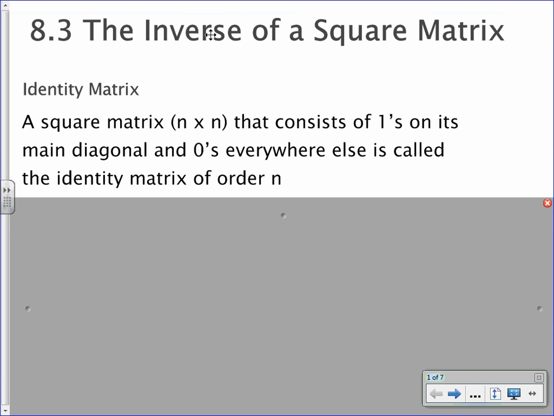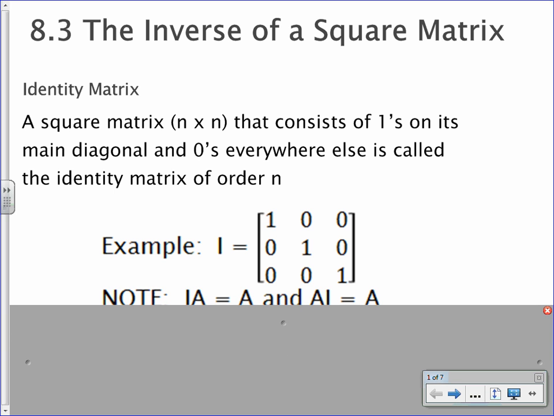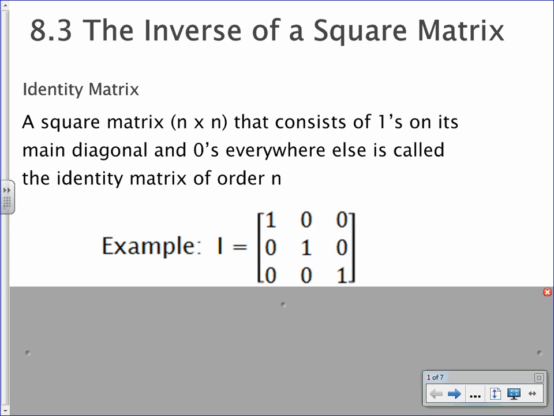All right. So before we talk about what an inverse matrix is, we need to know what the identity matrix is. Okay? So an identity matrix is a square matrix that consists of ones across the main diagonal and zeros everywhere else. So this is the 3 by 3 identity. The 2 by 2 identity matrix would be 1, 0, 0, 1. As long as it's square, we can write an identity matrix.